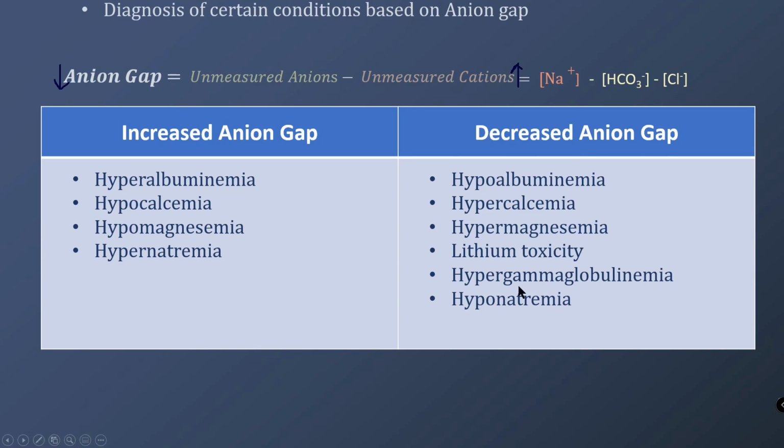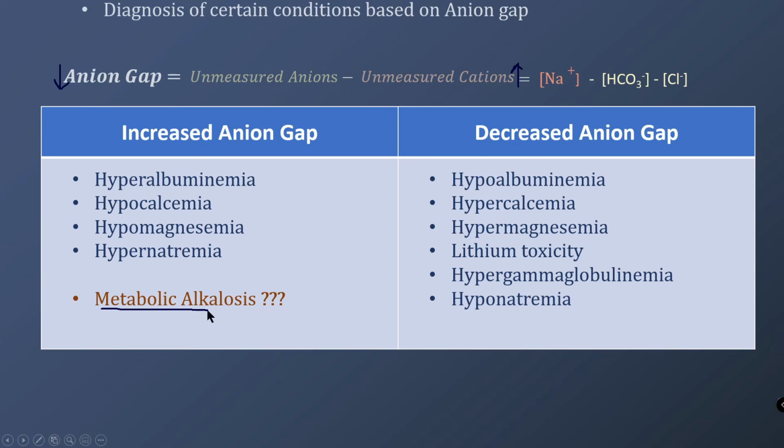Any other condition that is not mentioned here, can you tell me? It is very easy to understand. If you are taking any drug that is positively charged, for example, I told you about lithium, another drug is polymyxin. Polymyxins are antibiotics. These are drugs that are positively charged, and because of that, they will lead to increased unmeasured cations, which means decreased anion gap.